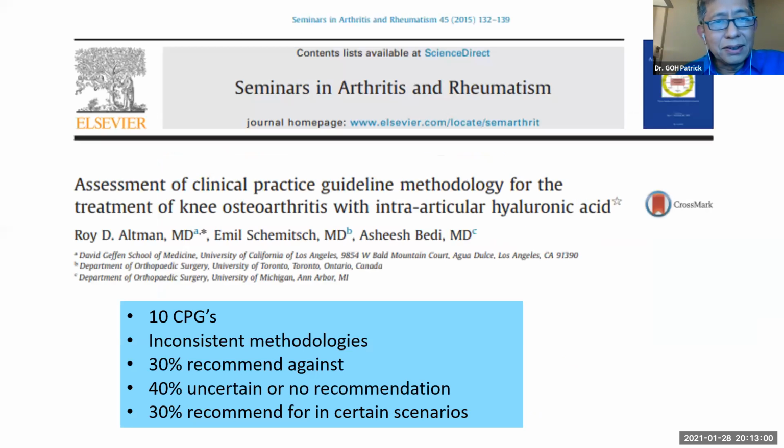This article actually attempted to analyze the clinical practice guidelines with regards to treating osteoarthritis with HA. They used 10 CPGs. They found that the methodologies for determining the guidelines seemed to be rather inconsistent. And it was a spread where it was 30% against, 40% uncertain or silent, and 30% recommended in certain scenarios. So it's a pretty mixed picture.